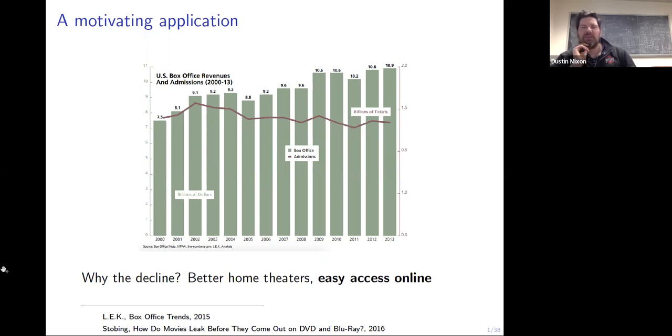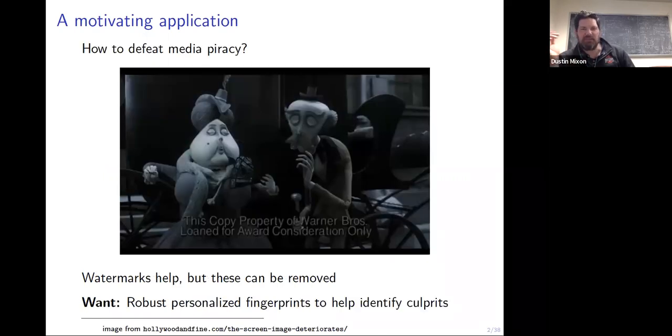For whatever reason, folks aren't going to the movies anymore. Again, this is before COVID-19, so these days it's much further lower. But even when we bounce back from this pandemic, there's going to be this issue of getting people to come to the theater. And you could explain this based on better home theaters, but the bigger problem is easy access online. And I'm not talking about access through Netflix or what have you. I'm talking about the kind of access that maybe you shouldn't have, the access that comes from media piracy.